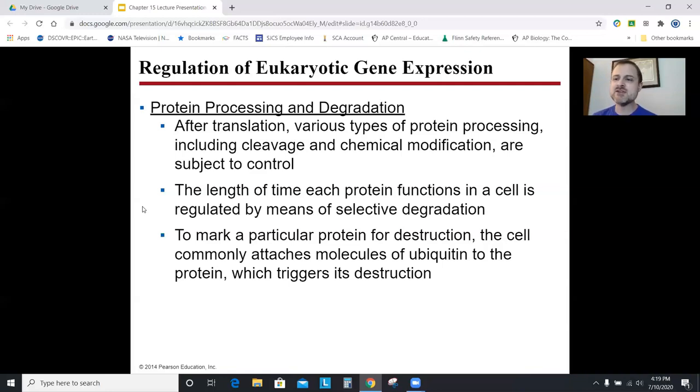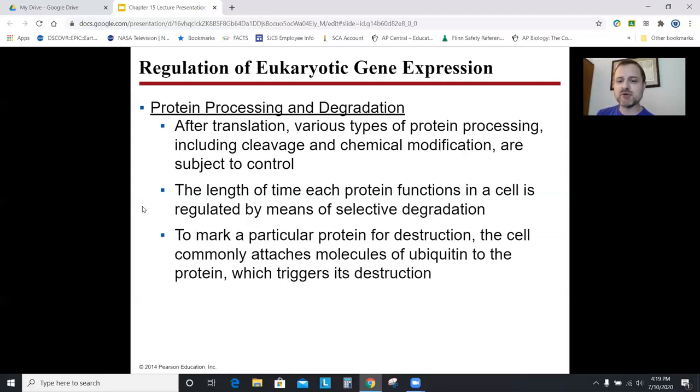Insulin brings your blood sugar down. So if the insulin that I make is always active, your blood sugar will crash until eventually you die. So I want insulin to eventually be degraded. I want to turn it off, right?